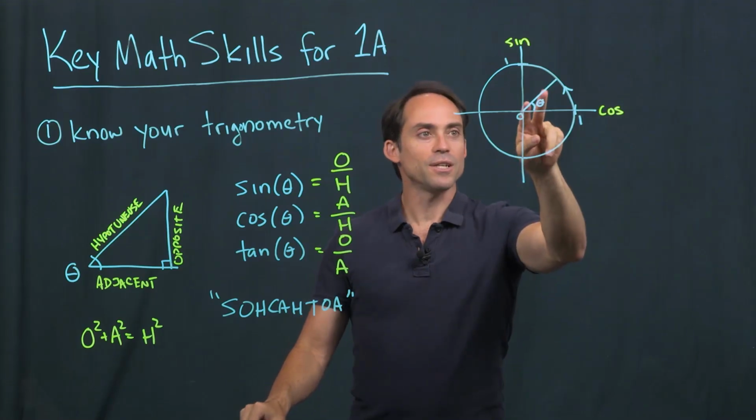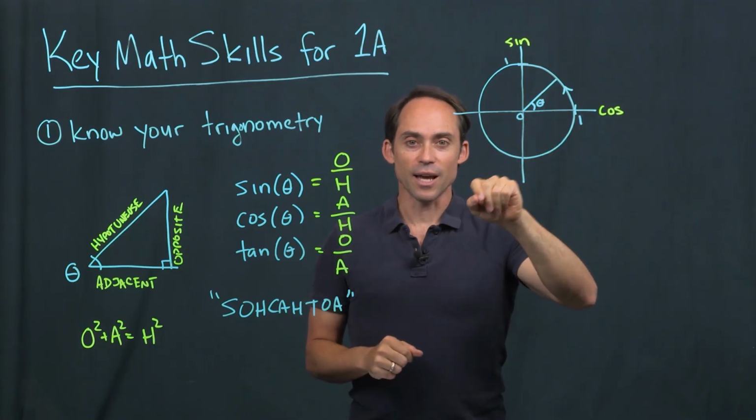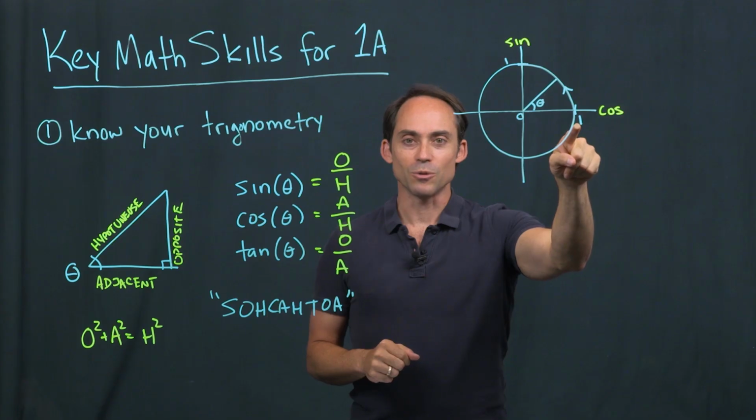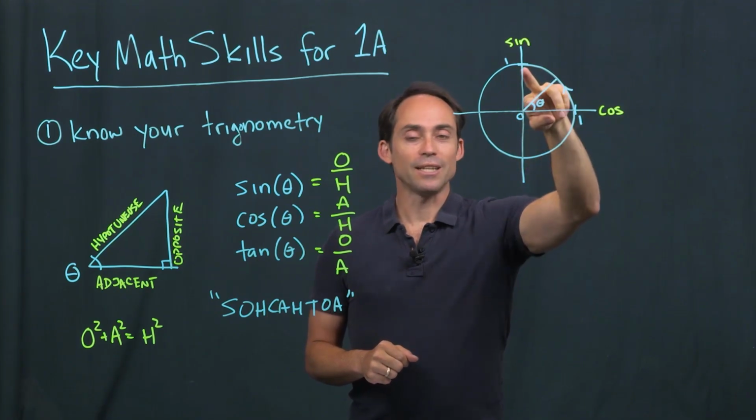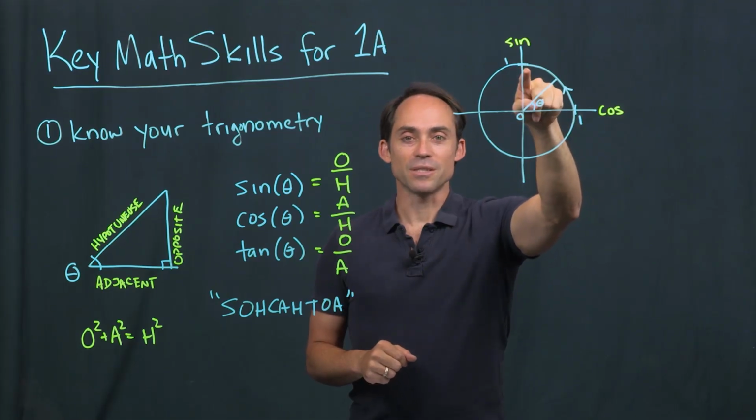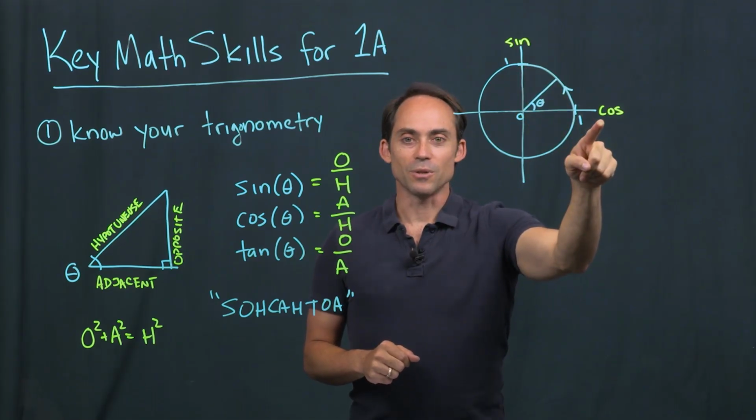So when the angle is equal to 0, this line is flat against the cosine line, so the value of cosine is equal to 1, and sine is at 0. As we rotate to 90 degrees, we have the opposite: sine is equal to 1, and cosine is equal to 0.